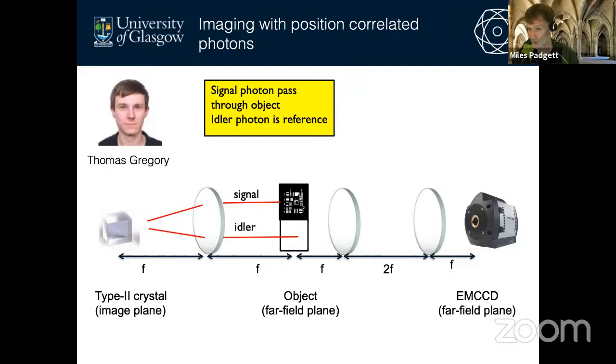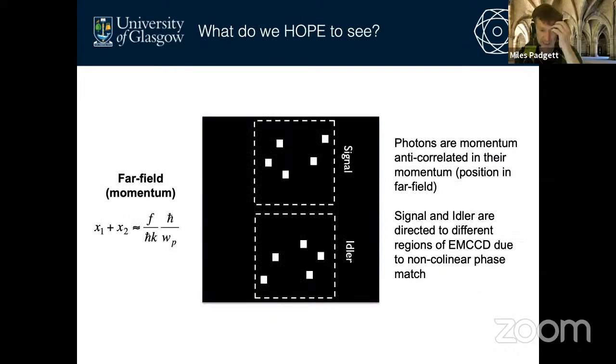And that is conveniently achieved by placing the target in the far field of the crystal. And in this case, a type 2 phase match, ensuring that the signal and idler beams are displaced from each other. And then we image both the signal and the idler beams side by side back onto our EMCCD camera.